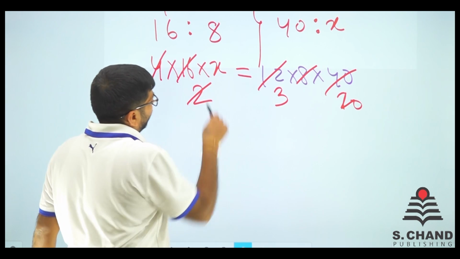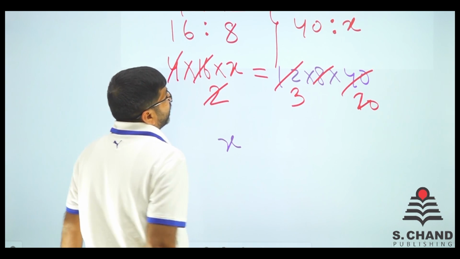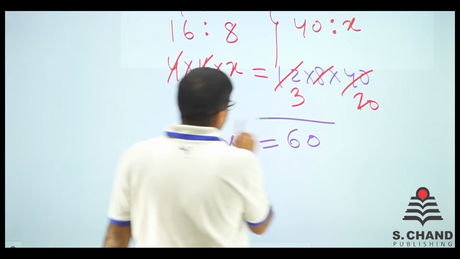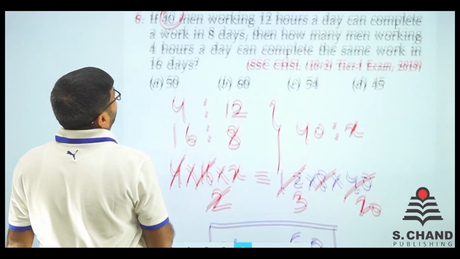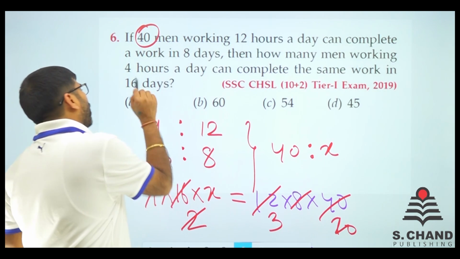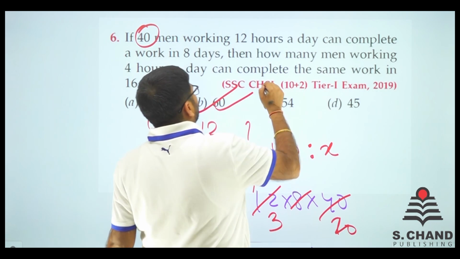So we are left here with only x, and here is 3 into 20, so 3 into 20 is 60. So finally we have arrived, x is equal to 60. That means what? It means that 60 men will work for 16 days in 4 hours to complete this task. So 60 is the right answer.